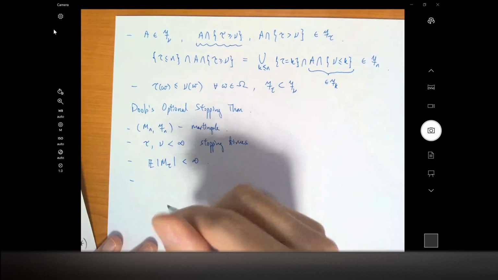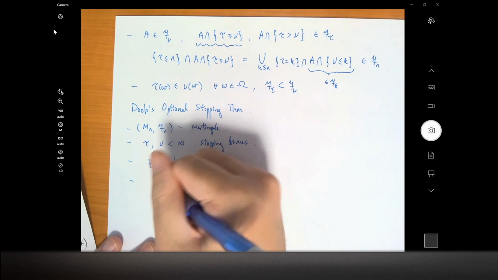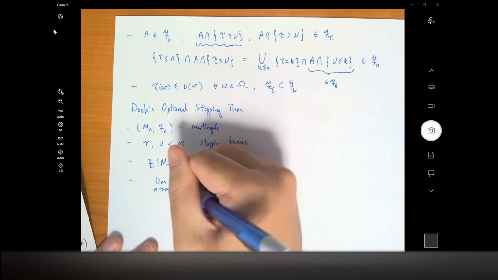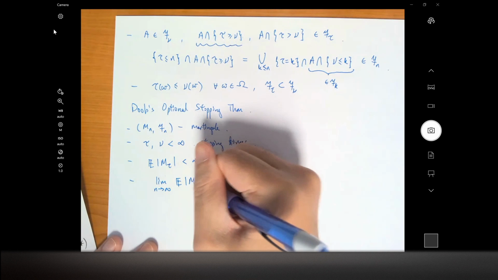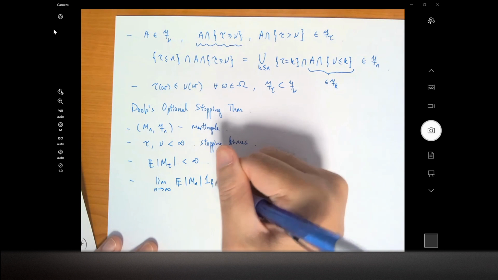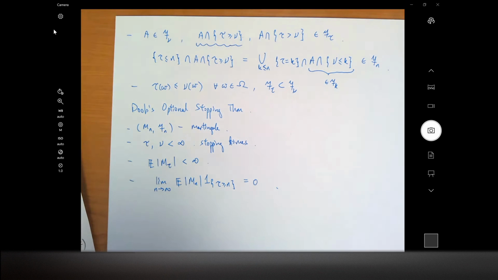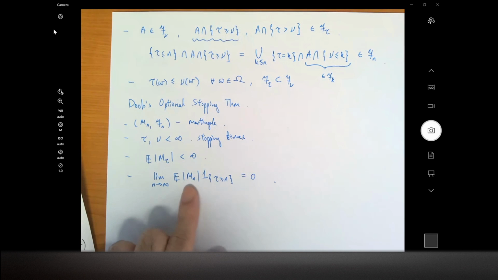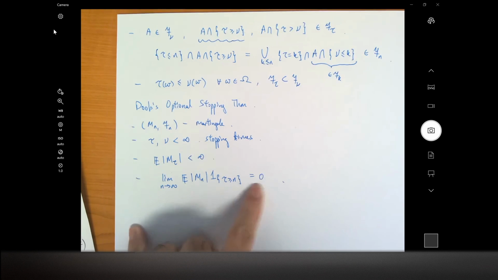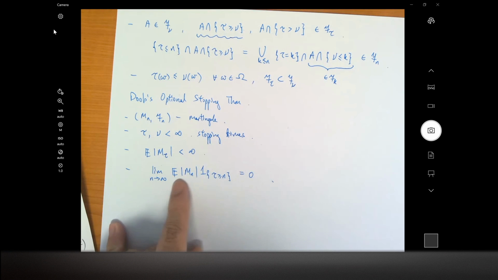You also need to satisfy another condition, that the limit of this M_n is going to 0. So as n goes to infinity, your expectation on the set where your tau becomes very large is going to 0. So your tail gains are very small. It's going to 0.